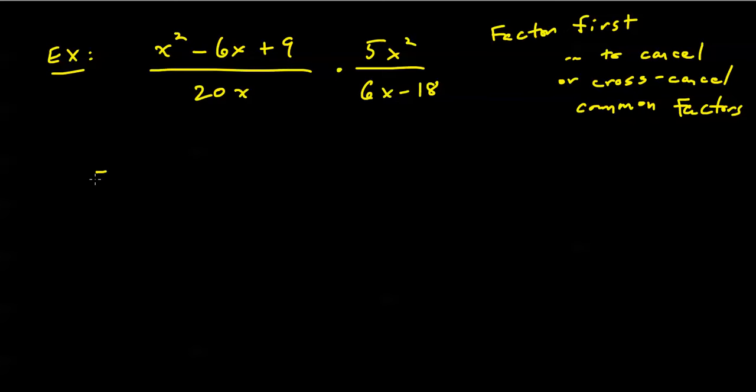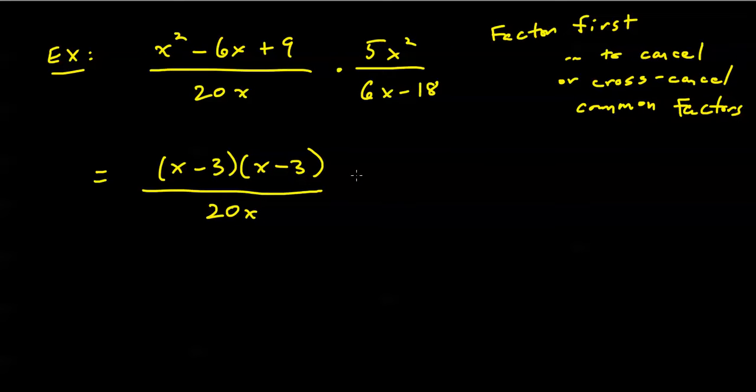Alright, so let me completely factor each numerator and each denominator. x squared minus 6x plus 9 factors as x minus 3 times x minus 3. The denominator of the first rational expression is a monomial, so it's already factored. The numerator of the second rational expression is also a prime factor. I can't factor it any further. Downstairs in the second rational expression, I can factor out a 6, and I get 6 times x minus 3. Now I can play the cancellation game.